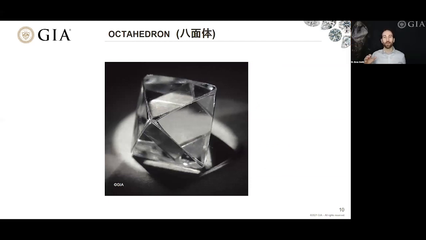So here is the most ideal and basic diamond crystal, the octahedron.